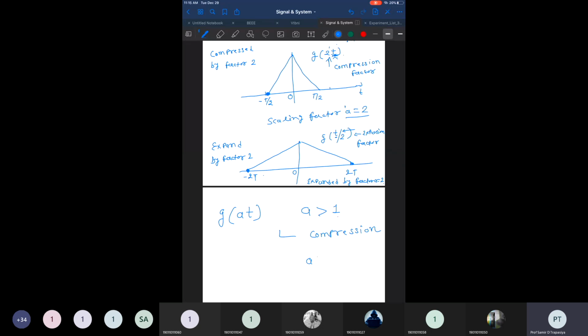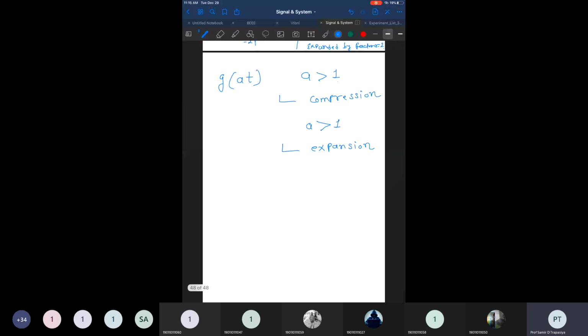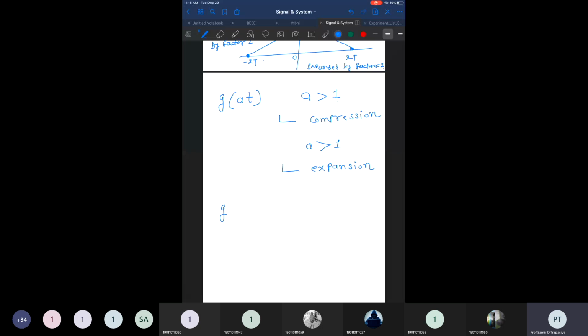And for any signal g of t, if a is less than 1, then that is known as expansion of the signal. For example, if I say g of 3t, that means the signal is compressed by a equal to 3. And if I say g of 0.2t, that means a is less than 1, so it is expanded by how much factor?